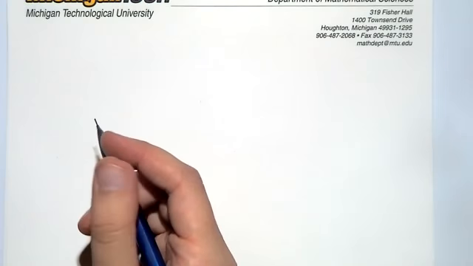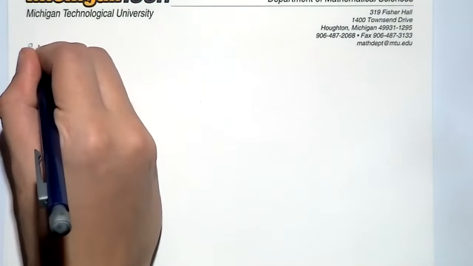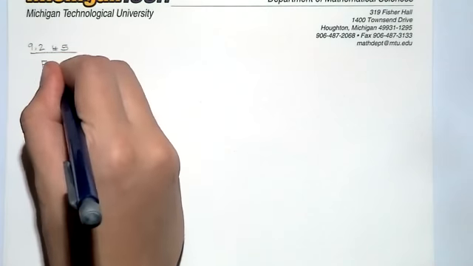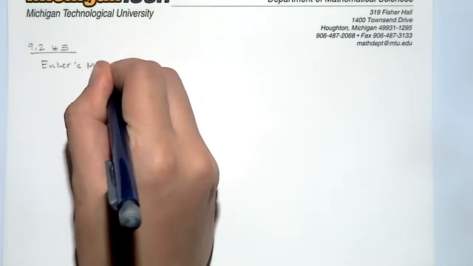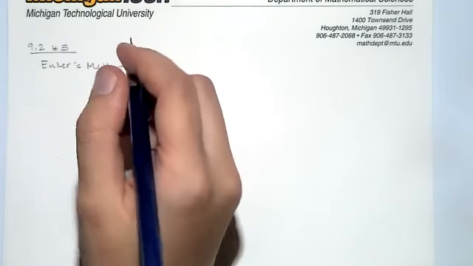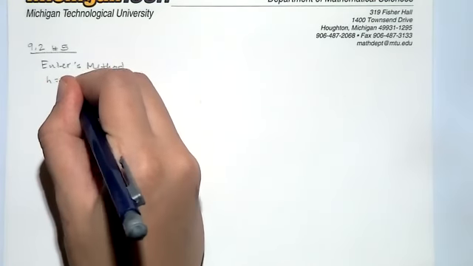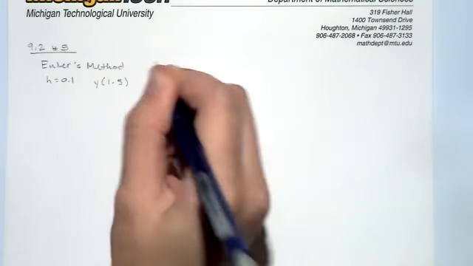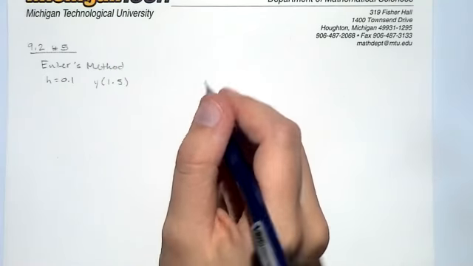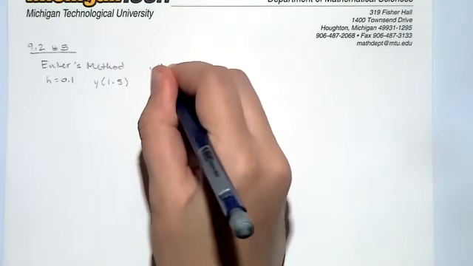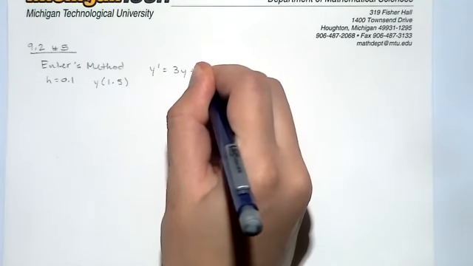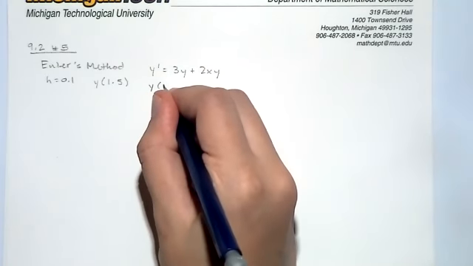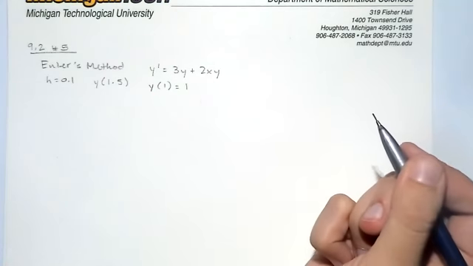So we're going to use Euler's method. This is 9.2, number 5. We're going to use a step size of 0.1 to estimate y of 1.5, where y is the solution to y prime is equal to 3y plus 2xy. And we are given the initial value of y of 1 is equal to 1.